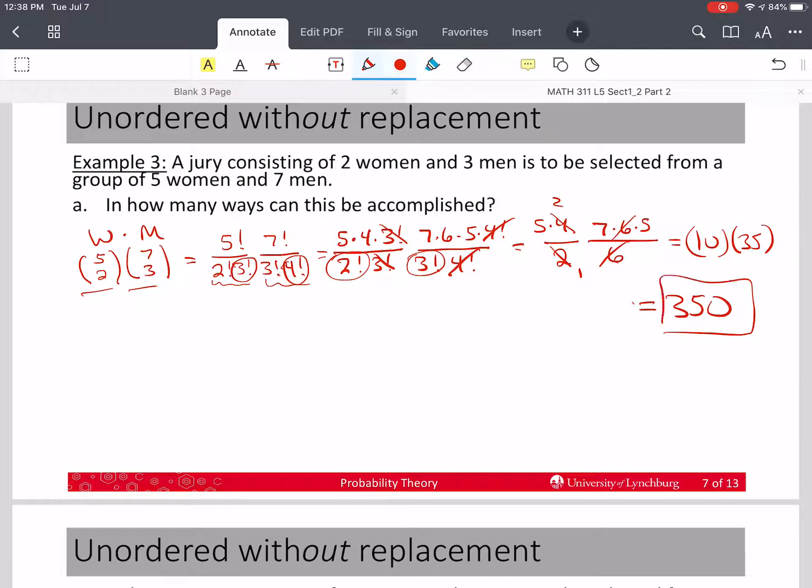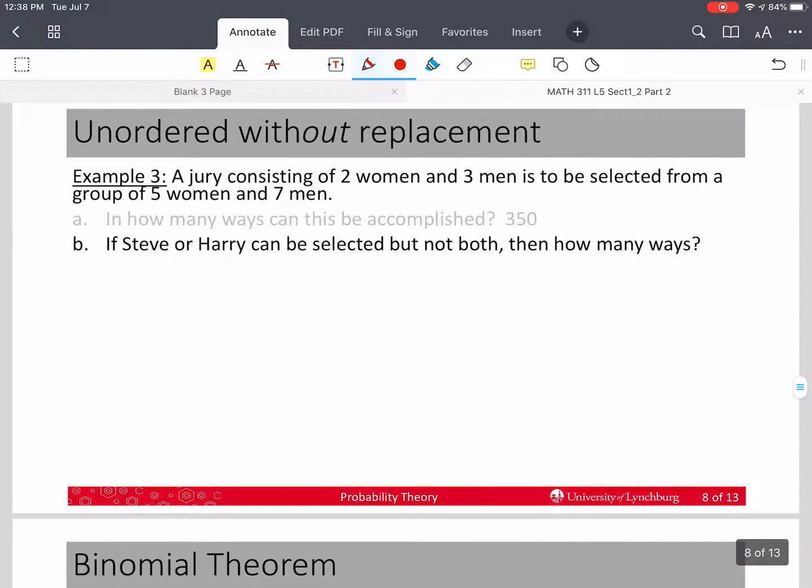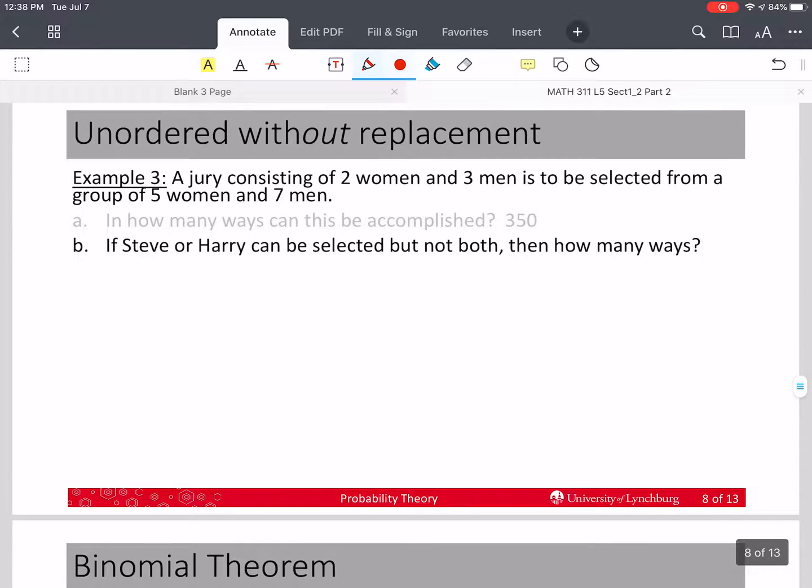All right. So there's 350 different ways, unique combinations of a jury with 2 women and 3 men selected from 5 women and 7 men. Seems like a lot. Now, what if Steve and Harry are 2 of the men and we can select one, either Steve or Harry, but not both of them? Now, how many ways can we select this jury?